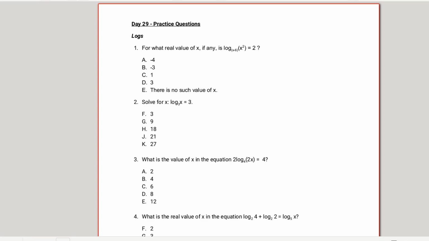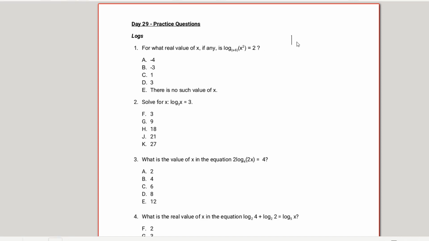In this video, we're going to go through practice questions dealing with logs, and our first question says, for what real value of x, if any, is log base x minus 6 of x squared equal to 2? For this kind of question, we're going to have to make use of our definition of log and get it in exponential form. I think that will be the easiest.